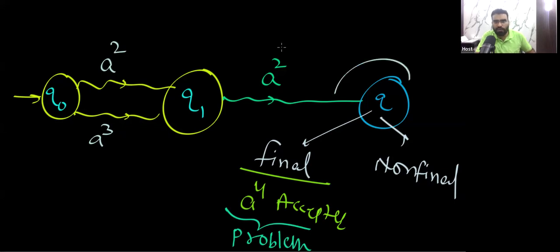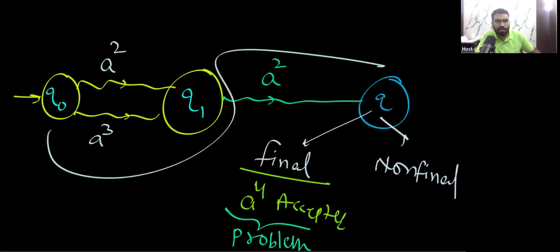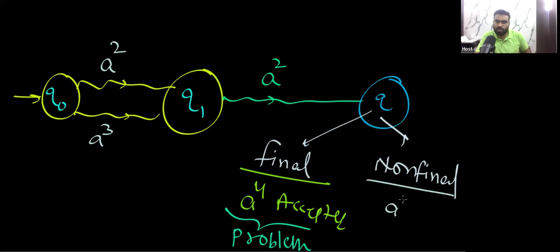And if I make it non final, then you can see a power 5 will be rejected. Yes or no? A power 5 will be rejected. So that is also a problem. Is this clear? Please tell me. Understood? Very simple. So remember, any two strings you can take.